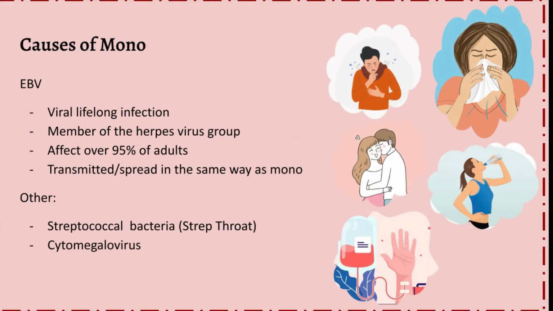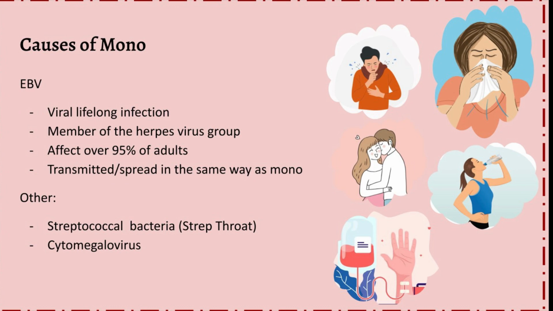So the main cause of mono is EBV, the Epstein-Barr virus, which is a viral lifelong infection that can lead to mono. It's considered lifelong since it remains dormant in your body, meaning it stays inactive in your body, but it can be triggered, therefore activating the symptoms of it. It's a member of the herpes virus group, which is why it's also considered a gamma herpes virus and only occurs in humans. It affects over 95% of adults, and similar to mono, it can spread through saliva, sharing items with someone who's infected with it, such as drinking out of the same glass.